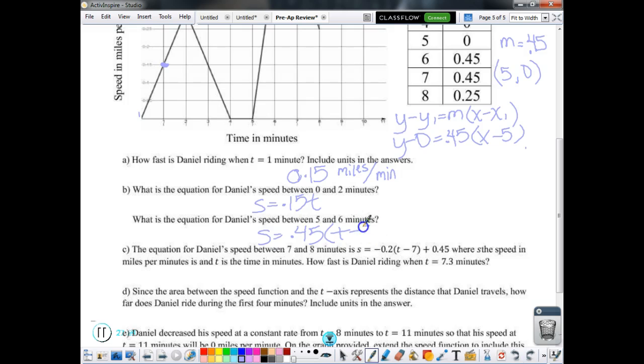How did you do that? 5, 0 is a point on the graph, on that line. Make sense? X minus, is that a t or an x? I put t because it's time and speed. If you do this off to the side, that's fine, but whenever you're actually writing the answer, you're dealing with speed and time.